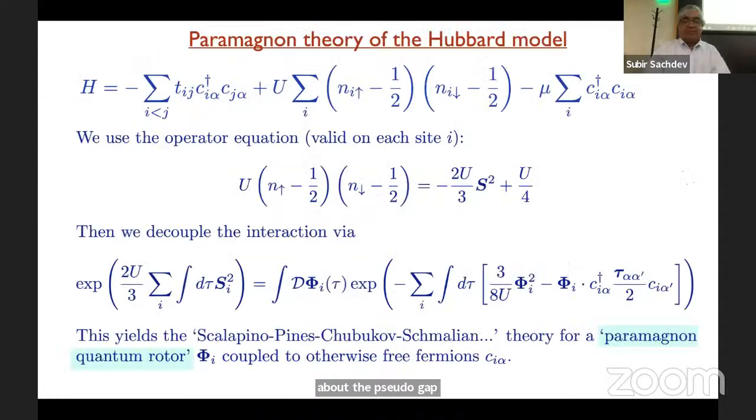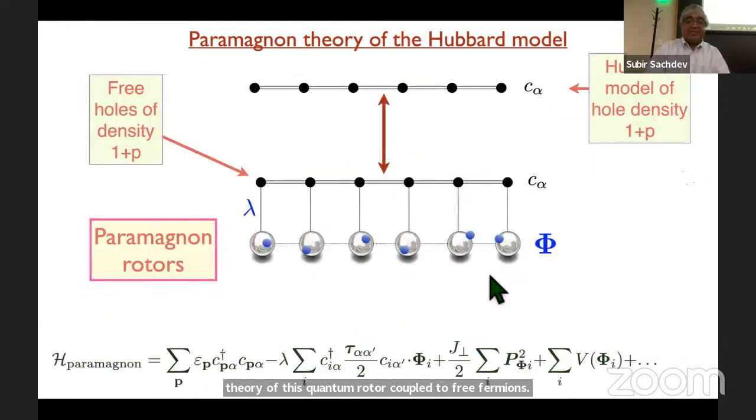So how do we think about the pseudogap? We go into an actual theory of all of this. This is one way to do it. Let's start with the Hubbard model, and then we decouple the Hubbard interaction in terms of a paramagnon. Think of it as some quantum rotor. So then you have a theory of this quantum rotor coupled to free fermions. That's the usual paramagnon theory.